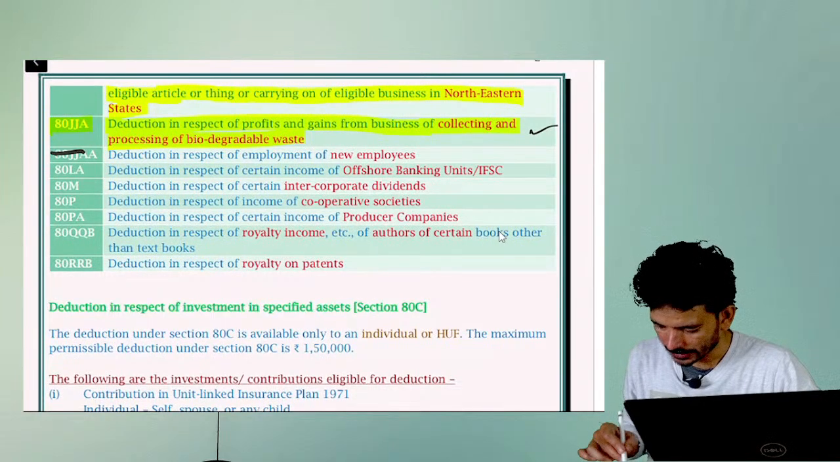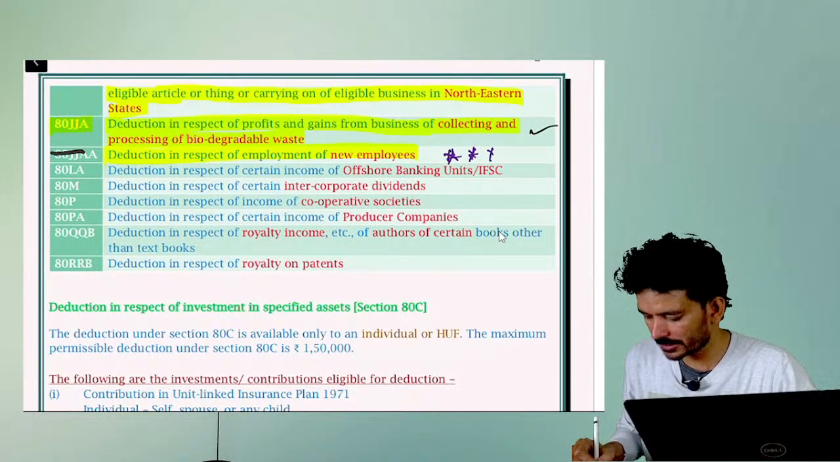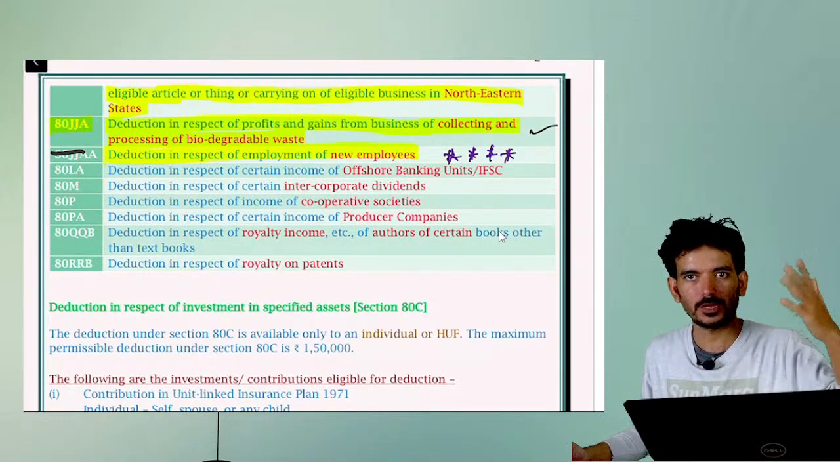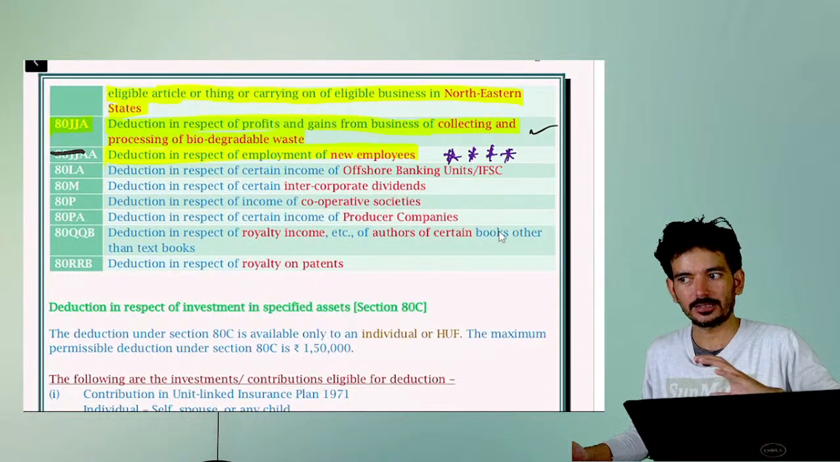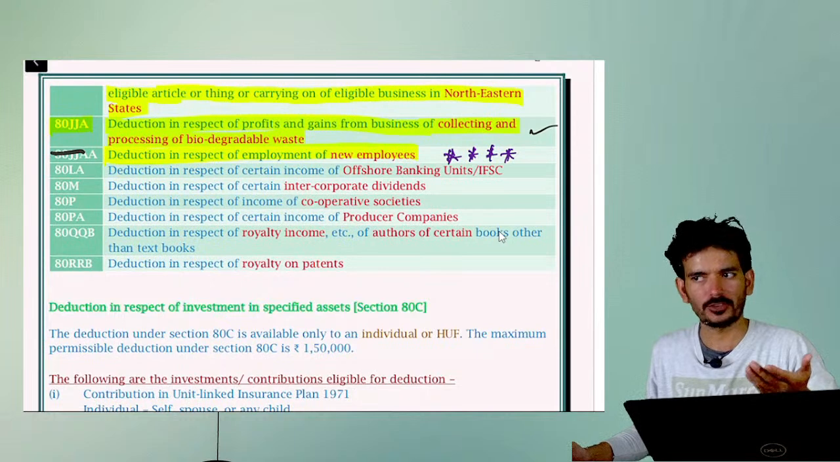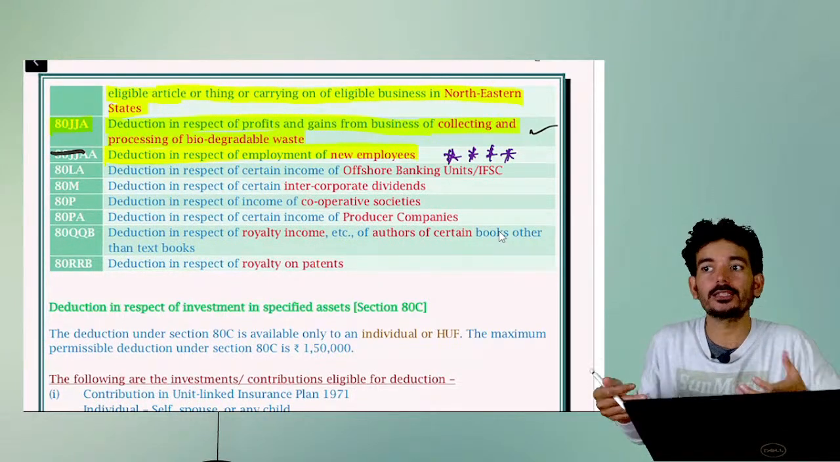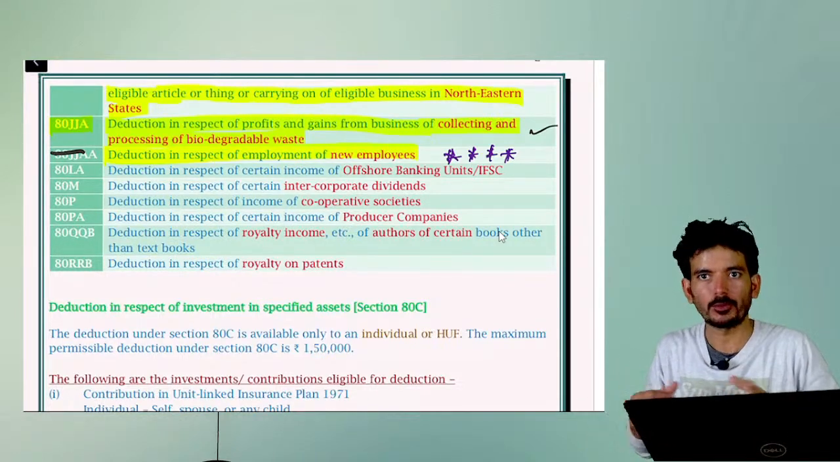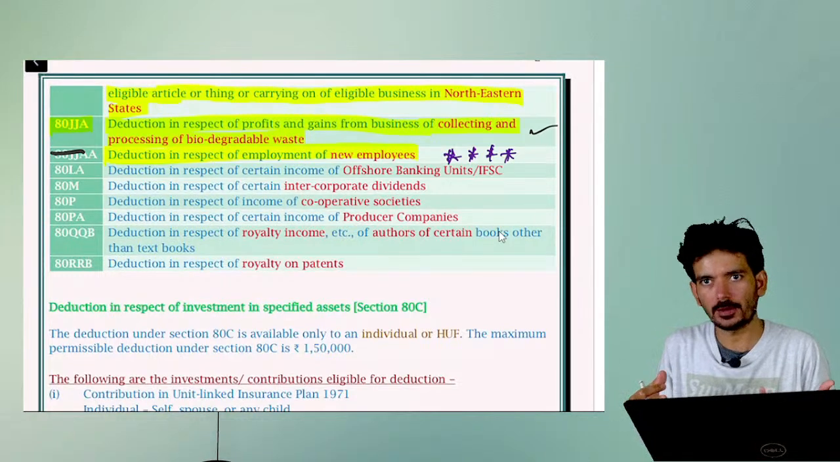80JJAA, deductions in respect of employment of new employees. This is absolutely important, guys. I have seen this in CA Final also, at least 4 or 5 times since its inception. Whenever this section has been introduced, it has been asked multiple times recently, and for the Inter level also there is a possibility you can expect a question on this. It encourages companies to manufacture and hire more people, workers directly involved in production, just like encouraging the Make in India movement.